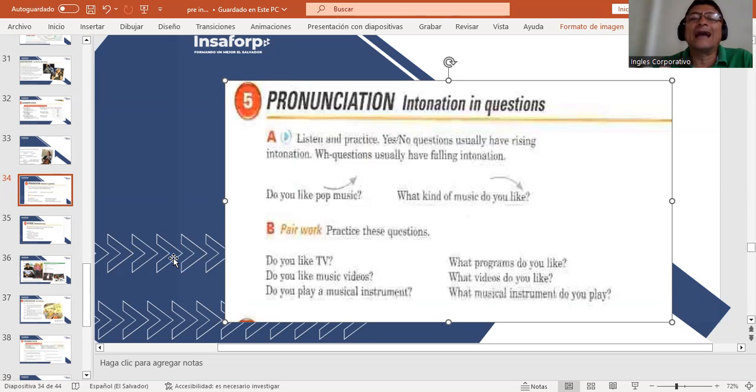Yes, no questions usually have rising intonation. All the yes, no questions have... Do you like pop music? Listen, the rising intonation at the end of the sentence. Your voice goes up. Your intonation goes up.